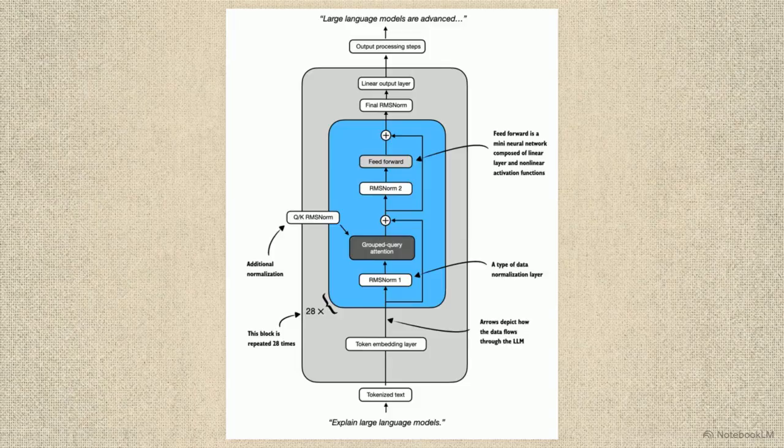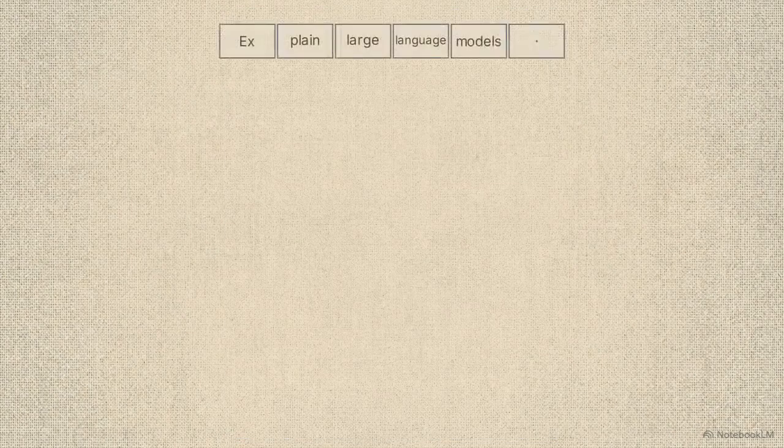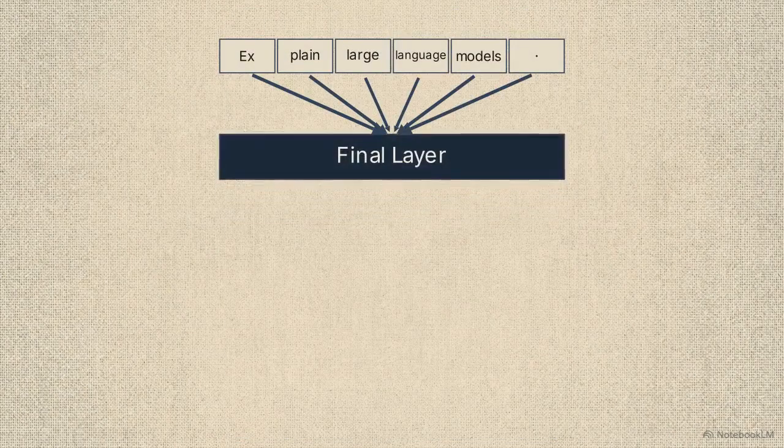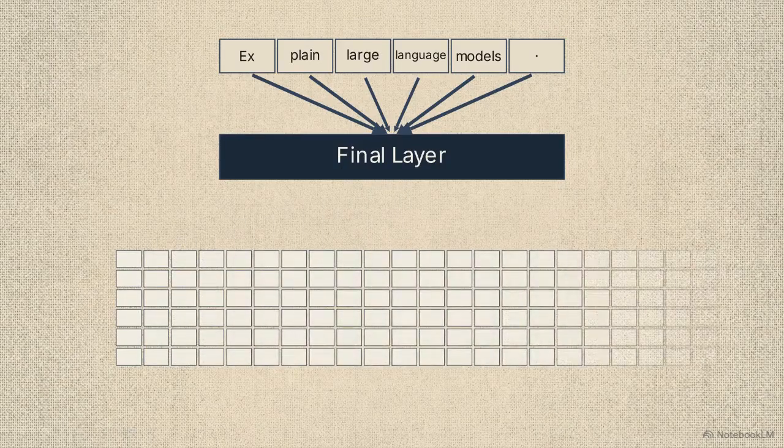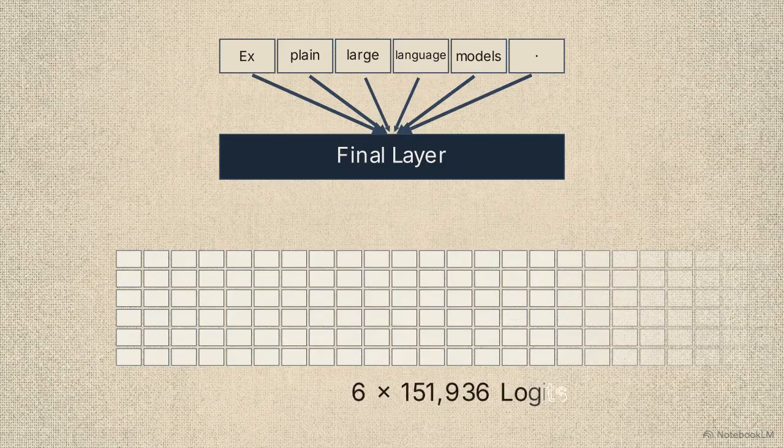This architectural diagram shows the tensor passing upward through a deep stack of 28 repeating transformer blocks, interacting with grouped query attention mechanisms and normalization layers along the way. But the most important event happens exactly as the data exits the final layer. The compact 1x6 input expands into a massive grid, measuring 6 by 151,936.